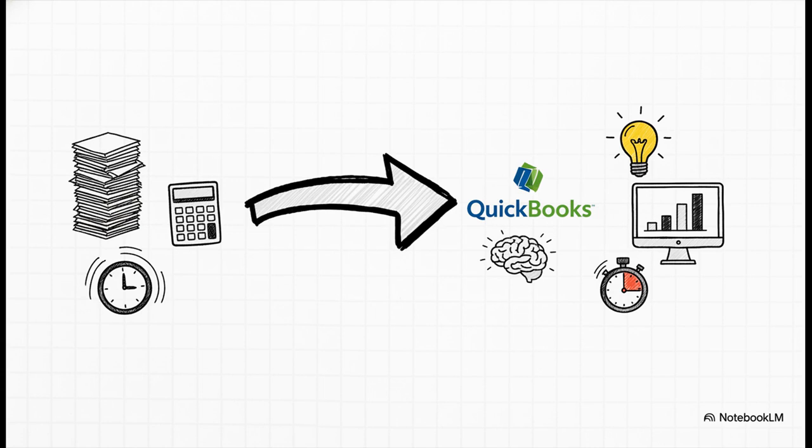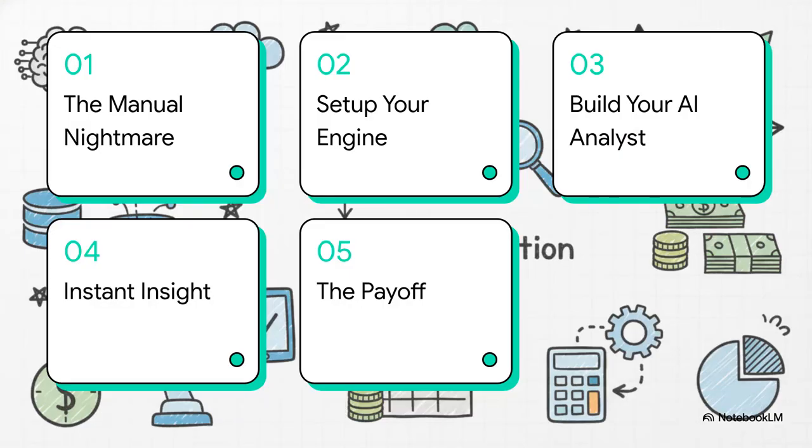We're going to build a smart assistant, an AI-powered analyst that plugs right into QuickBooks. We're going to turn literally hours of manual spreadsheet work into just seconds of real actionable insight. So, here's how we're going to do it. First, we'll walk through the manual WIP report nightmare. Then, we'll set up our automation engine, build our very own AI cost analyst, see it go from hours to instant insight, and finally, we'll talk about the real automation payoff.